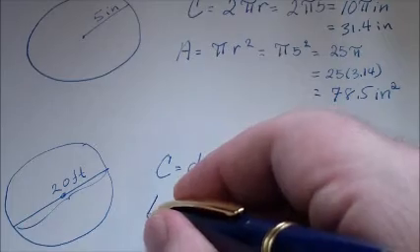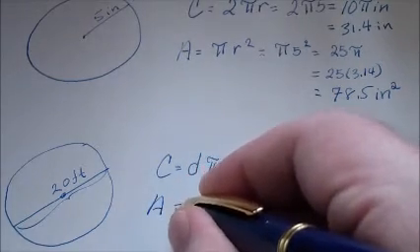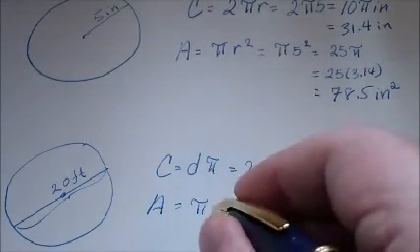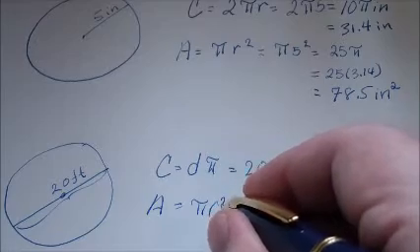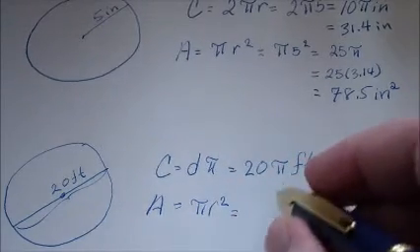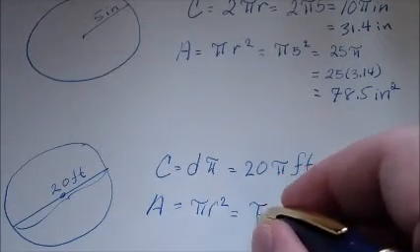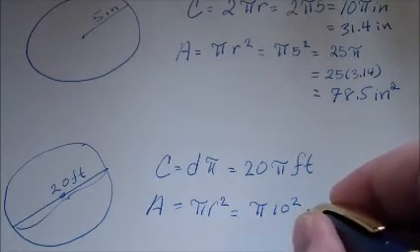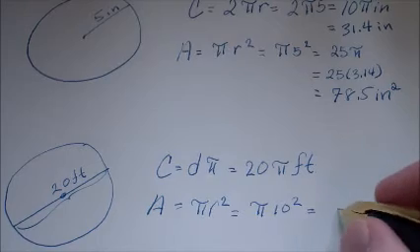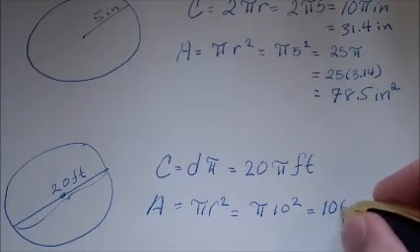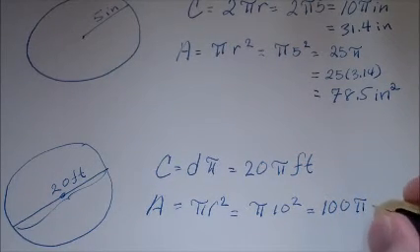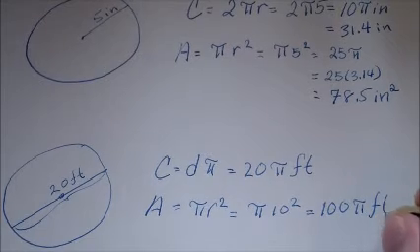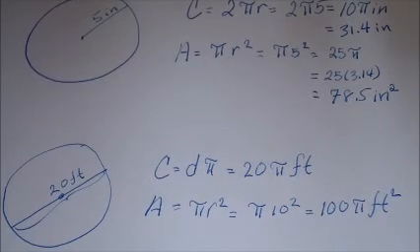And then the area is equal to pi r squared. Since the diameter is 20, that implies that the radius would be half that, so 10. 10 squared is 100, so we have 100 pi feet squared. And that, my friends, is that.